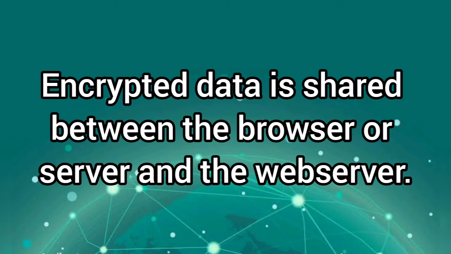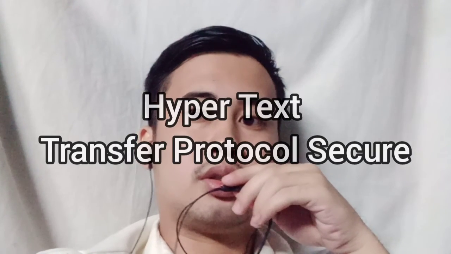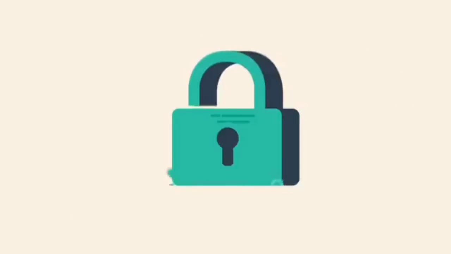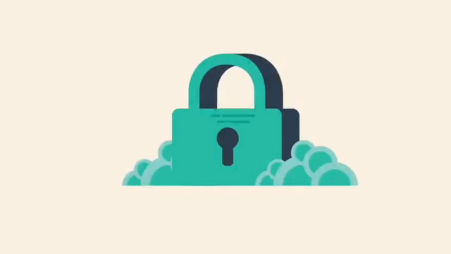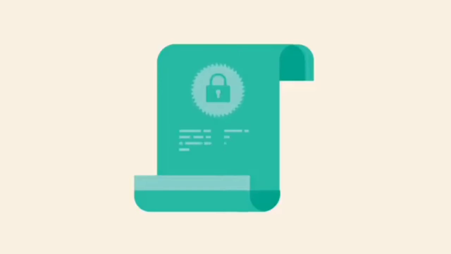Encrypted data is shared between the browser or server and the web server. This is commonly referred to as the SSL handshake, and while it appears to be a lengthy procedure, it is completed in milliseconds. The term HTTPS, which stands for Hypertext Transfer Protocol Secure, appears in the URL when a website is secured by an SSL certificate. Without an SSL certificate, only the letters HTTP will show, without the S for secure. In addition, a padlock icon will appear in the URL address box. This conveys trust and reassurance to individuals who visit the website.